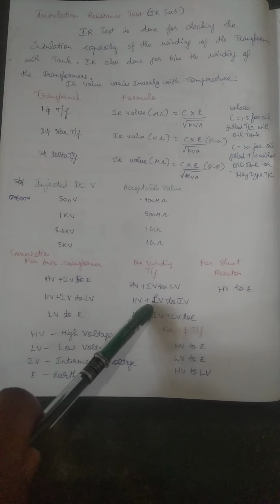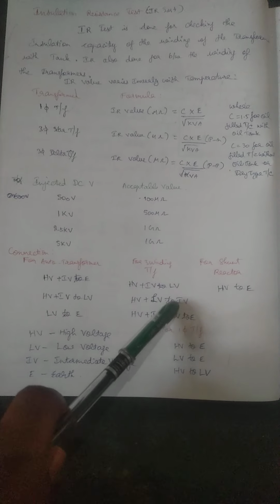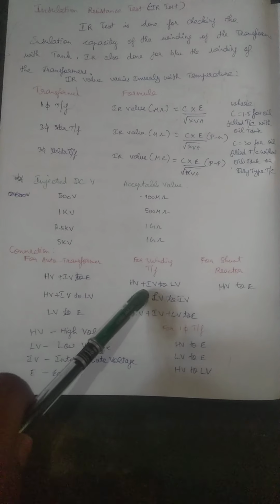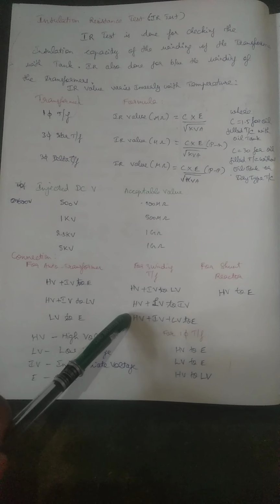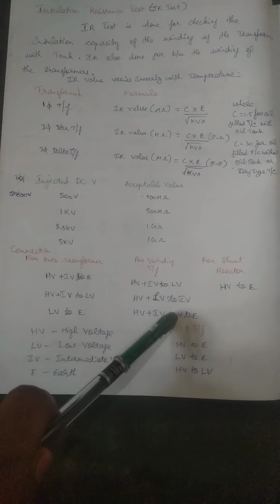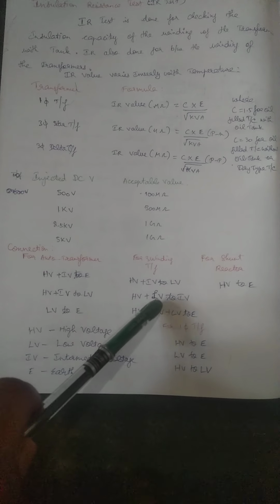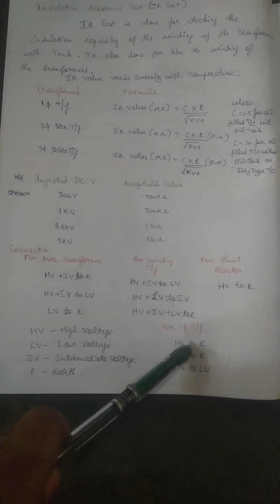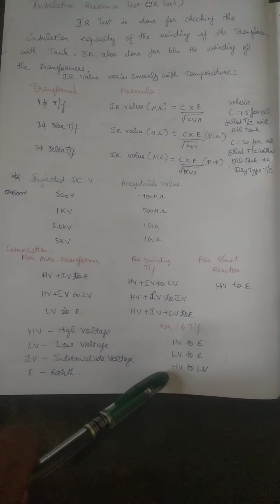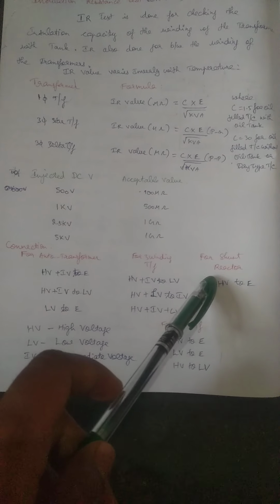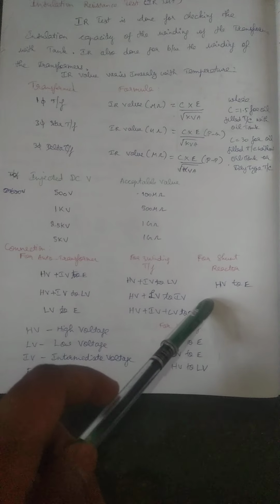Then HV plus LV to IV. This is another type of connection. Then HV plus IV plus LV to earth. Then for a single phase transformer, HV to earth, LV to earth, HV to LV. Then for a shunt reactor, HV to earth.